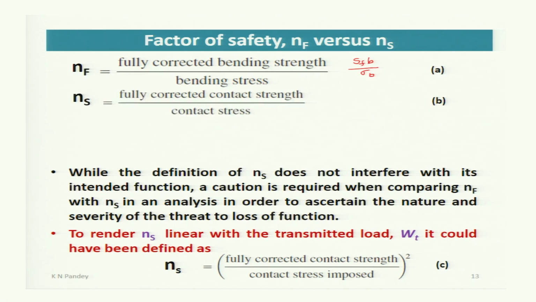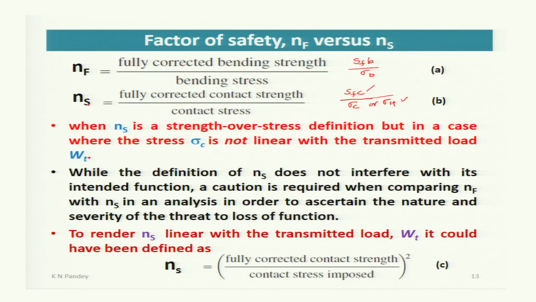Similarly, the factor of safety guarding against surface fatigue, NS, will be given by the fully corrected contact strength, that is SFC, divided by the contact stress, that is sigma C or sigma H. Sigma H is the Hertzian contact stress which acts between the gear teeth. This is also fully corrected, after taking into consideration all the factors. Now, this NS is equal to the fully corrected surface strength divided by the Hertzian contact stress.